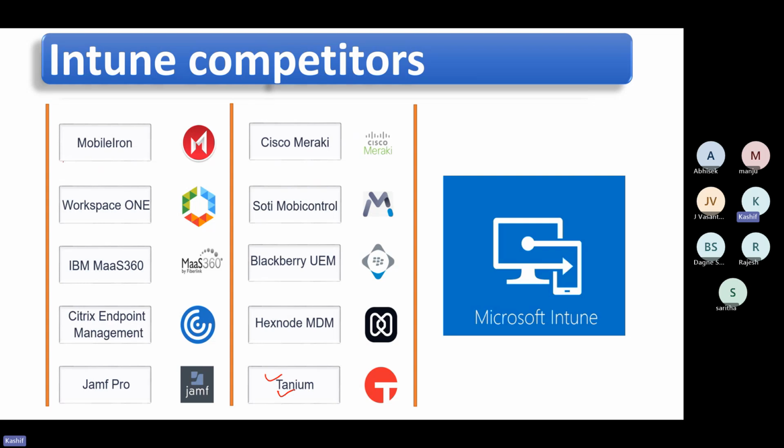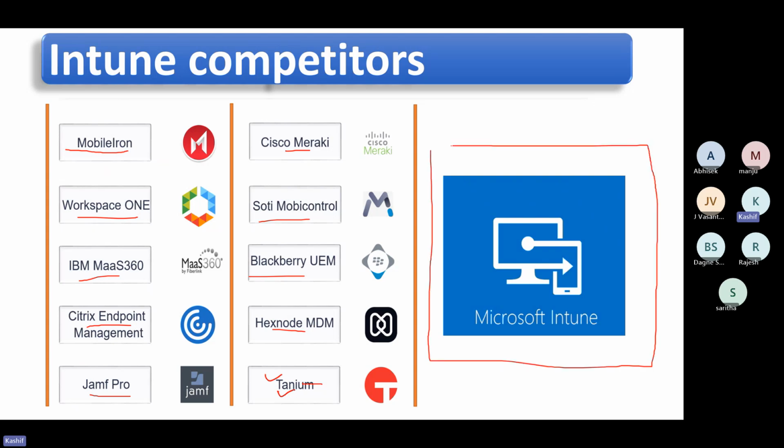Now Intune has competitors. So there are some competitors like MobileIron, Workspace ONE, IBM MaaS360, Citrix Endpoint Management, Jamf, Cisco Meraki, SOTI, BlackBerry, Hexnode, and Tanium. These are some of the competitors of Intune. But Intune is like a monster in front of these tiny competitors. It's moving like a monster after COVID-19. After COVID, Intune is getting implemented almost everywhere. Wherever you go, you will find Intune.